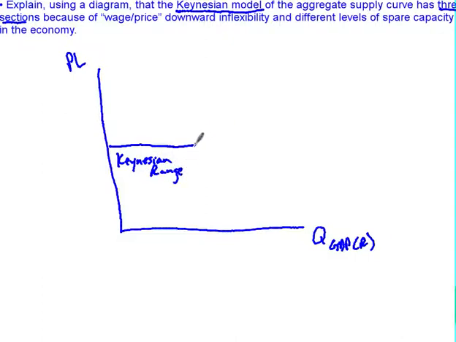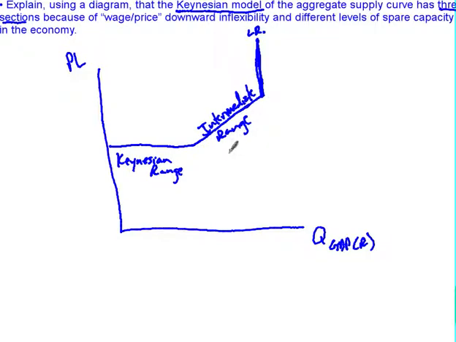All right, and then we have this section of the curve, and that's just called, say, the intermediate range. Draw that up a little bit more. And then we have this. This is the long run. Okay, we'll just say the long run. All right, and so we have these three different sections.